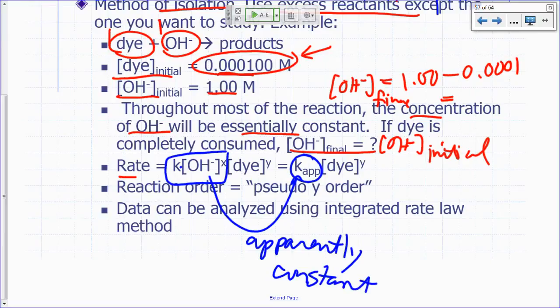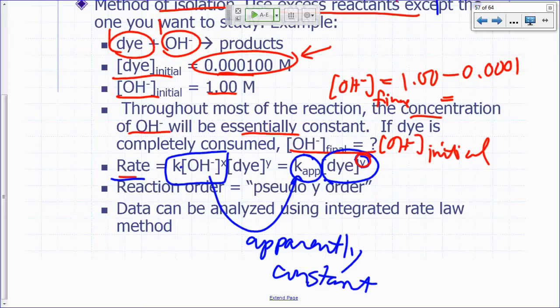Okay, so now you've simplified your rate law. Now your rate law, according to this, will just depend on the concentration of the dye. So you run an experiment where you just monitor the concentration of the dye. And how do you determine what this Y is going to be? The order of reaction with respect to the dye. You plot concentration versus time. You plot natural log versus time. And you plot 1 over concentration versus time. Whichever one shows up linear, that will tell you what the order of the reaction is.